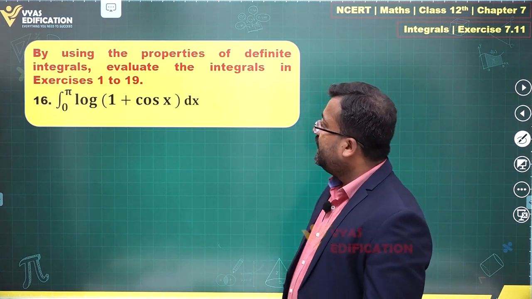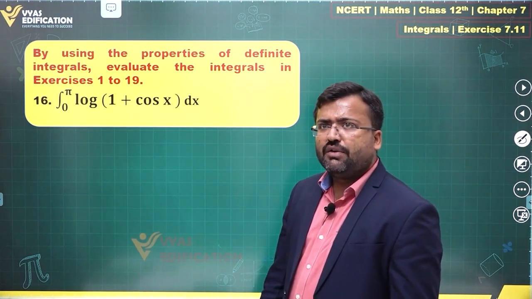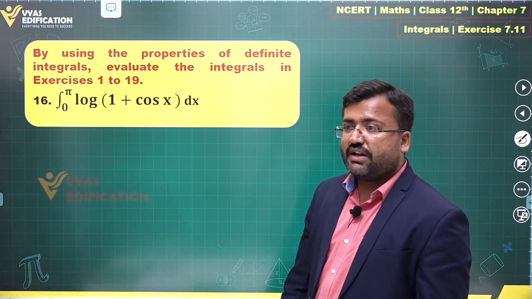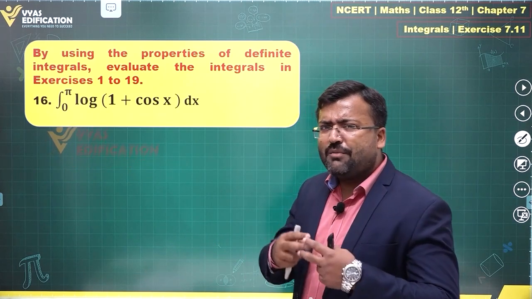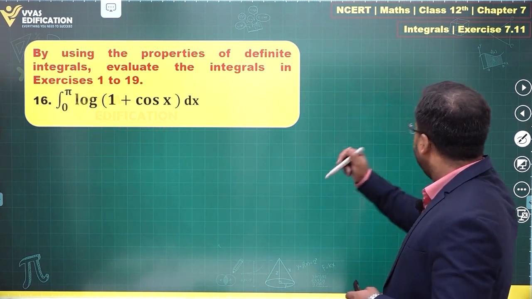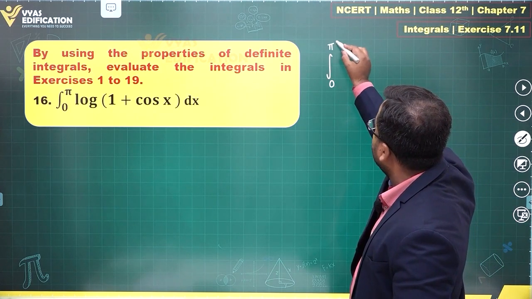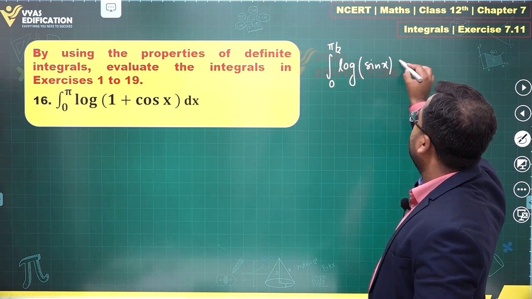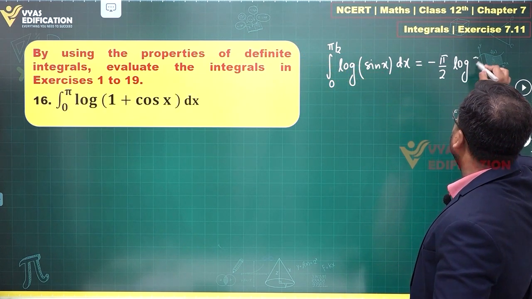Then what I can do is add them together. Log of 1 plus cos x plus log of 1 minus cos x will be log of 1 minus cos square x, which is log of sin square x. The 2 can come in the front. Log of sin x is what I get, and we know one important result from there. From past knowledge, we know that the integral from 0 to pi by 2 of log of sin x is equal to minus pi by 2 log 2.